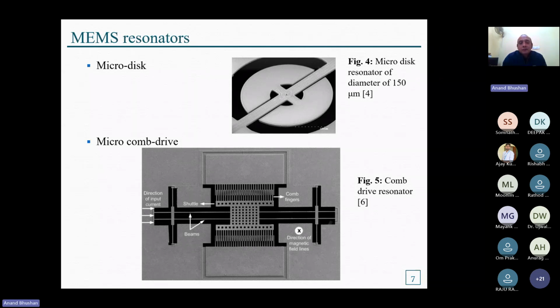fixed electrode. So when we apply an electrostatic bias DC voltage, these combs attract each other and deform the beams, or when we apply an AC voltage, it oscillates. So this is known as a micro comb drive type of resonator.